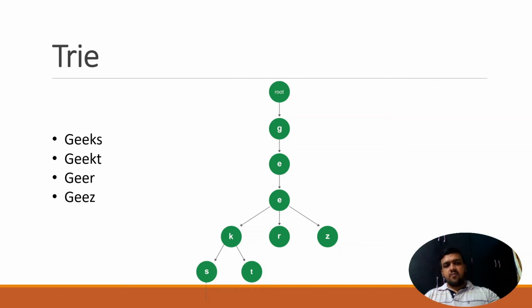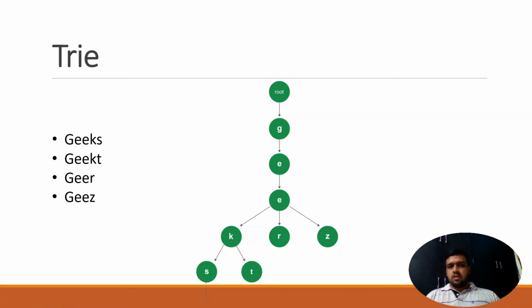So let's say apart from these four geeks words, I have another word, Raj. So here R is an altogether new first character, right? So we'll have a new separate child of the root, which will start from R. So we'll have a different node starting with R. Then we'll have A as the child of R, and then J as the child of A. So that's how we can add new words on the fly.